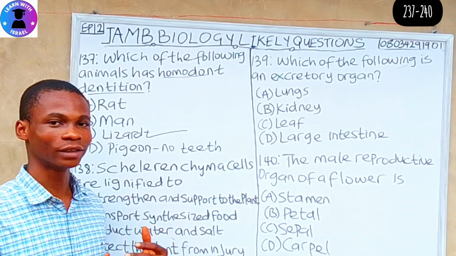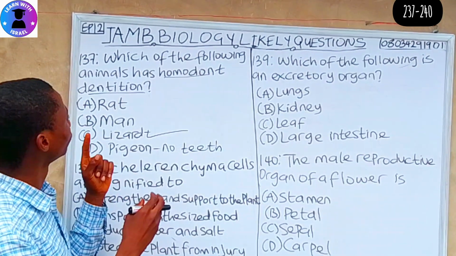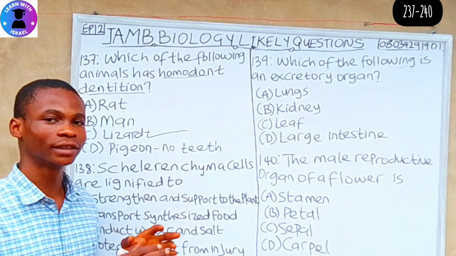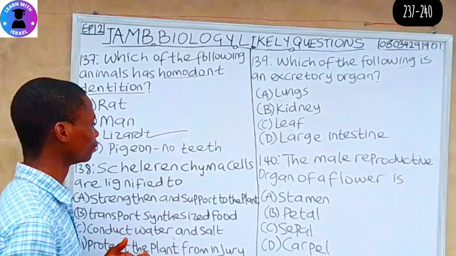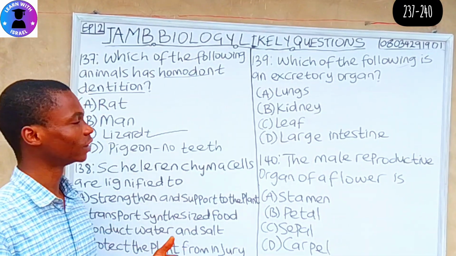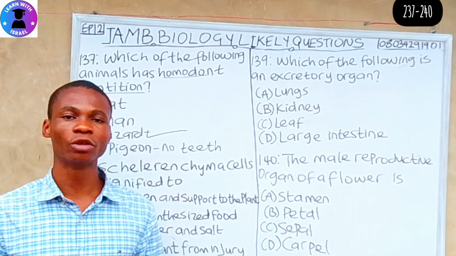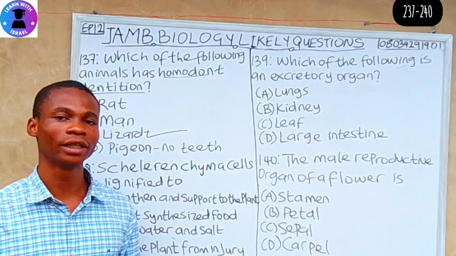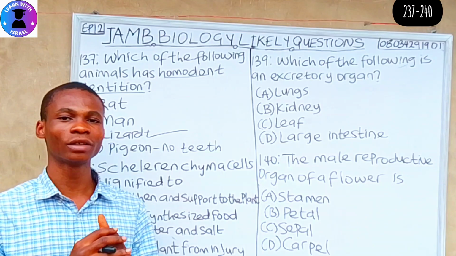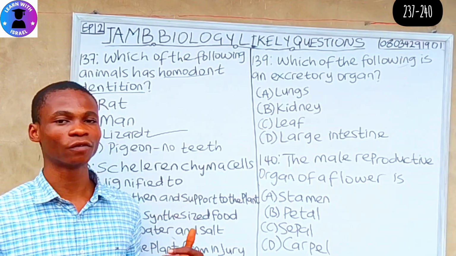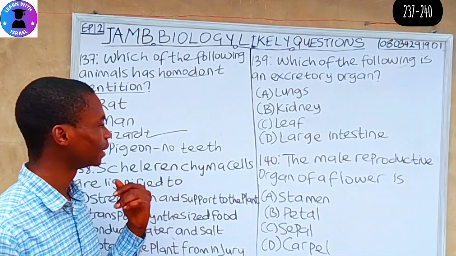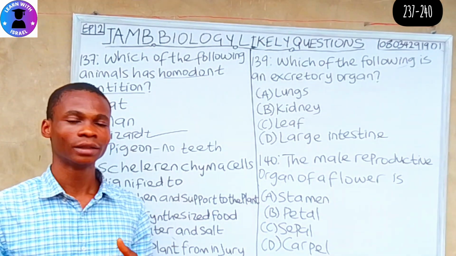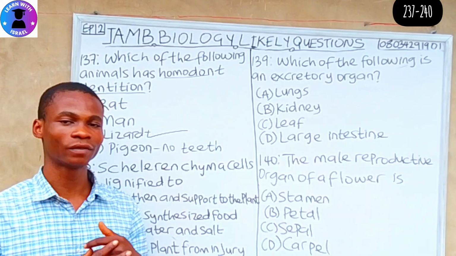So we have types of dentition. We have zero dentition. Zero dentition is dentition that has no teeth. For example, pigeon. For example, we have birds or aves, which are zero dentition. And the next one is homodont dentition. Homodont dentition is the one that has the same set of teeth. For example, we have lizard under reptile, and under fishes we have tilapia. Tilapia has the same set of teeth.